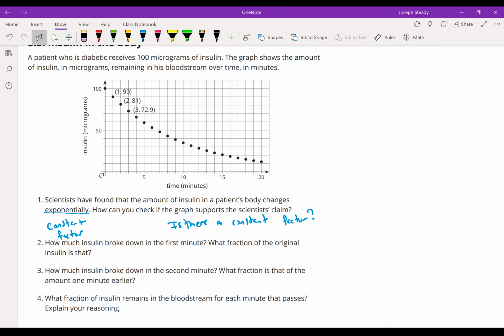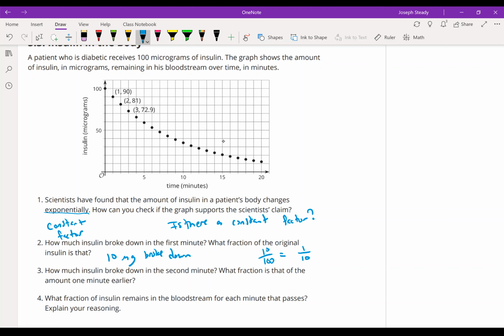Question 2 asks us, well, how much insulin broke down in the first minute, and what fraction of the original insulin is that? So in other words, what fraction did they lose in the first minute? In this case, they went from 100 micrograms to 90 micrograms, which means they lost, not really lost, 10 micrograms broke down. And what fraction of the original is that? Well, 10 out of 100 is 1/10.